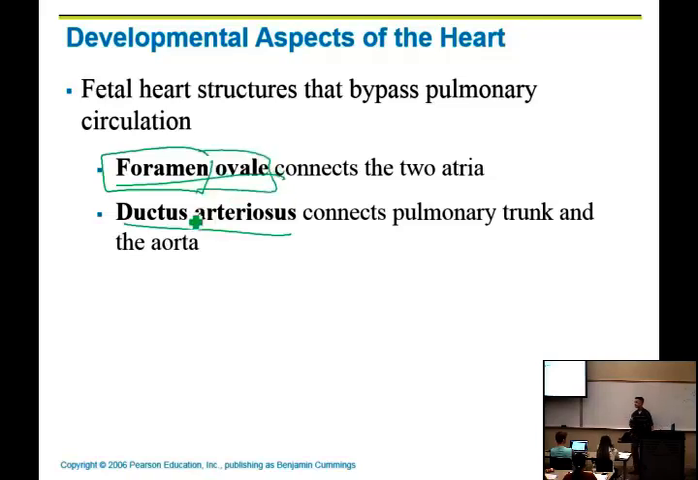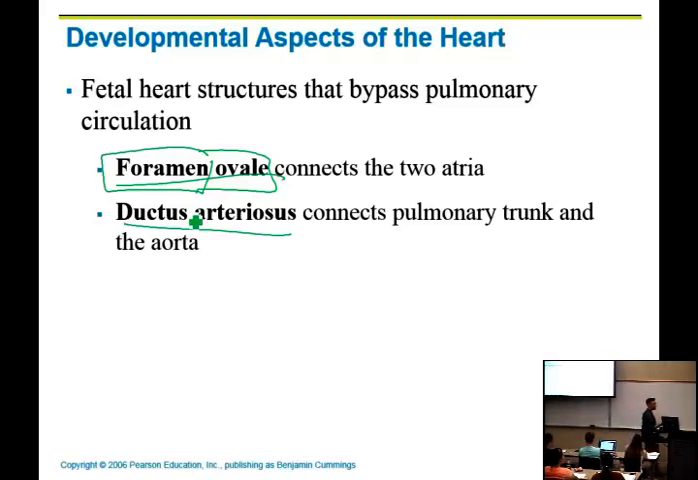So this is a shortcut between the 2 atria because once we've done this exchange down with the placenta, we've got more oxygen and nutrients, etc. We're dumping that into the right atrium. We don't need to send that to the lungs again, right? We already did our oxygen exchange. Let's shortcut it, send it over to the left side so we can send it out to the body faster. So the foramen ovale allows that connection to occur between the 2 atria.